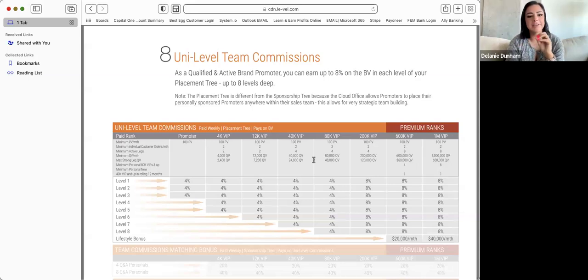I seriously wish Amanda and I had that. If that was available when we first started, 100% I would have bought that pack, because I can tell you it makes a huge difference on this part of the comp plan when you are getting that 200K pay and you're making that double commission. And then there's the premium ranks, which we don't need to go over.